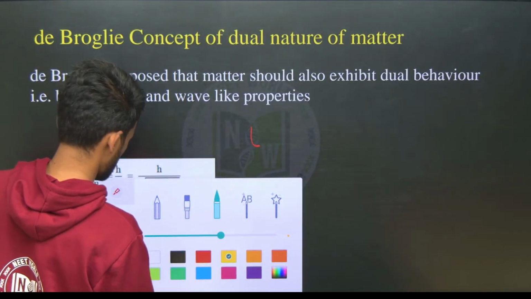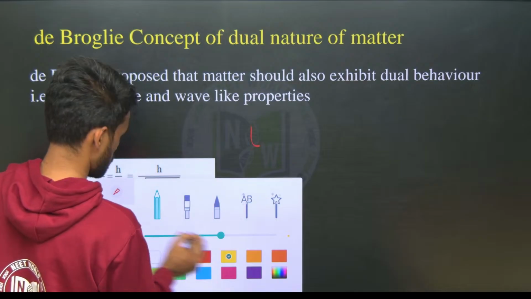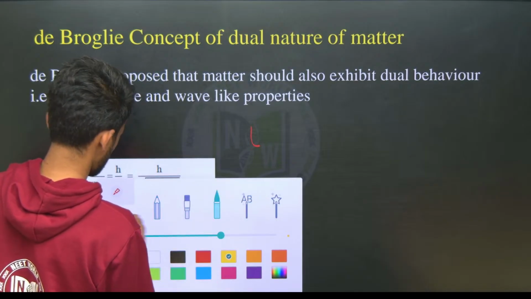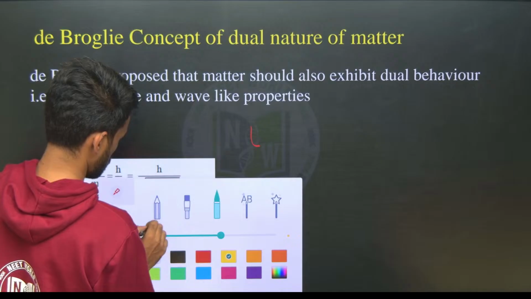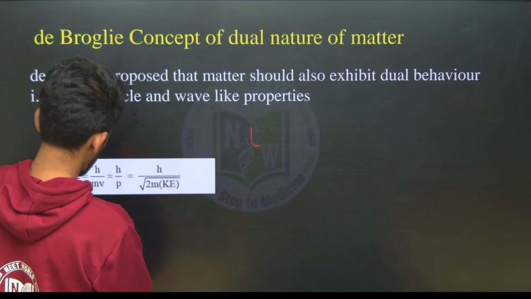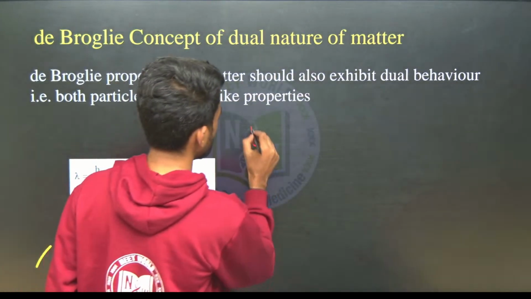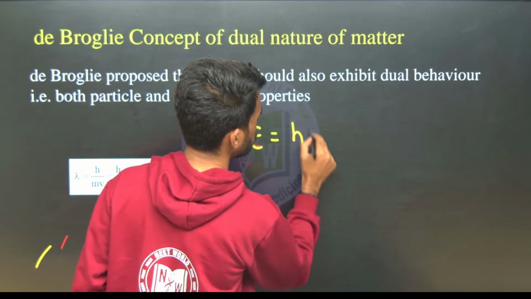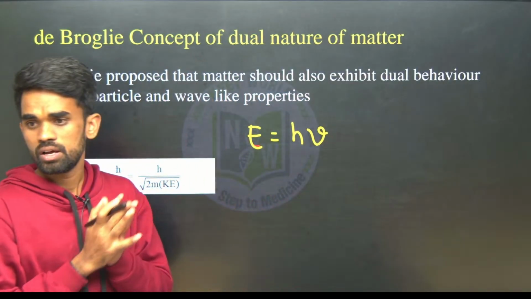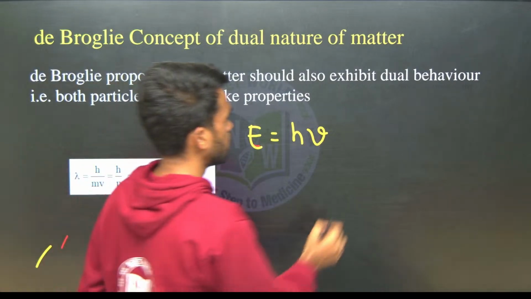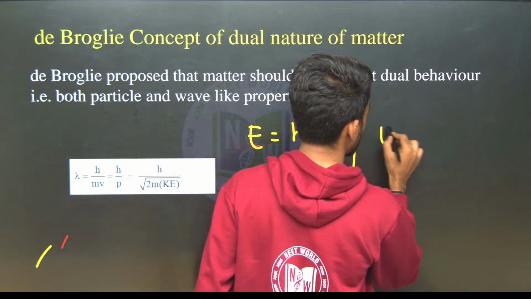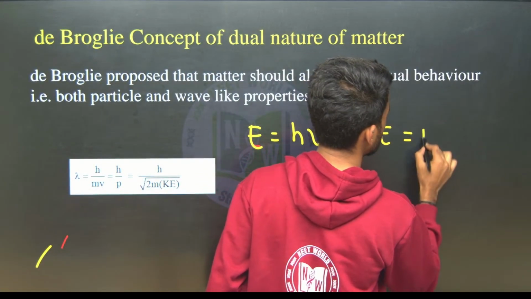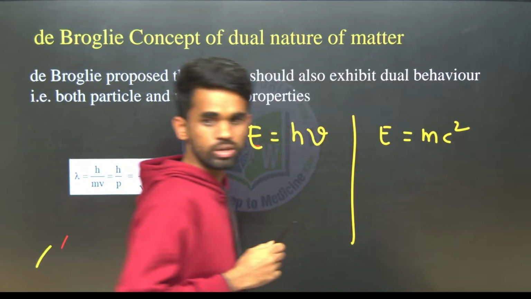let me change the pens. Okay, so energy E is equal to h nu. This is what comes from Planck's quantum theory, and from classical mechanics, from Einstein's theory, we have E equals to mc square. Okay, we can write like this.